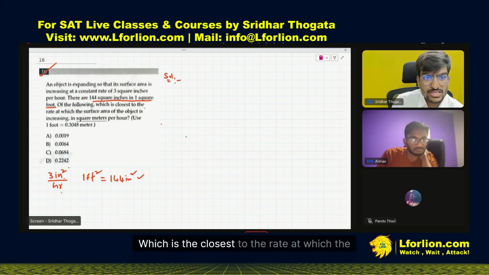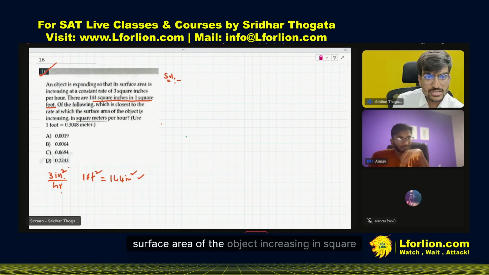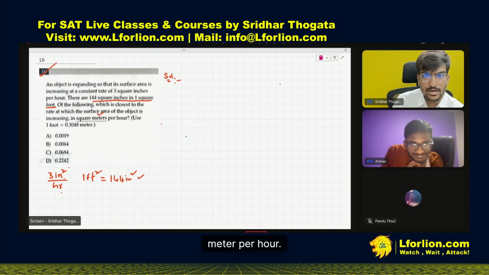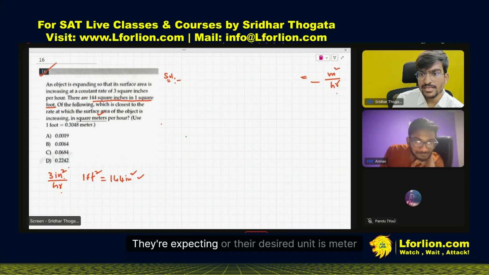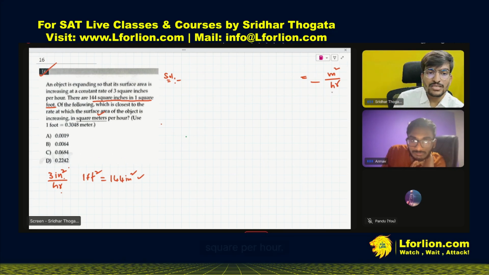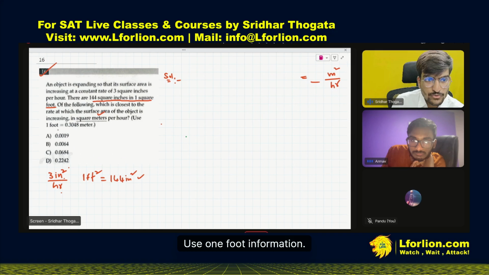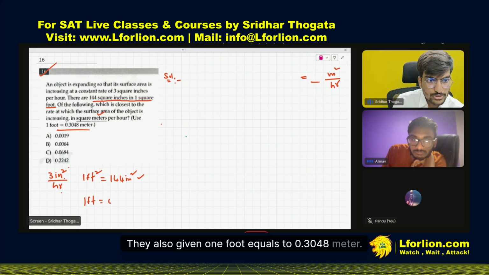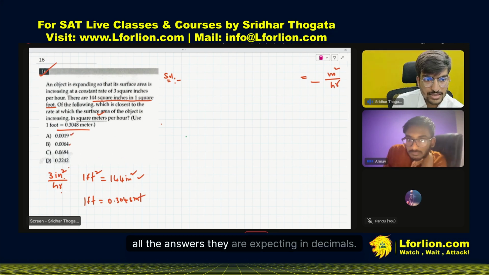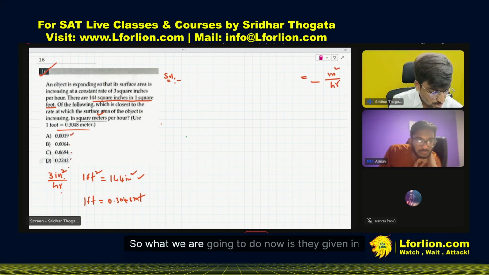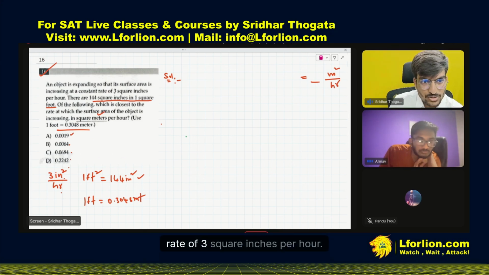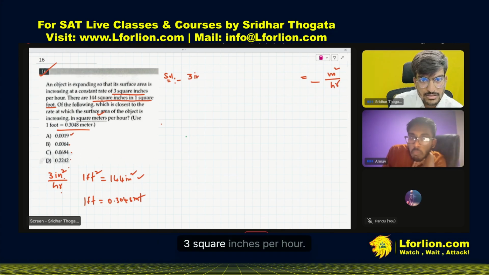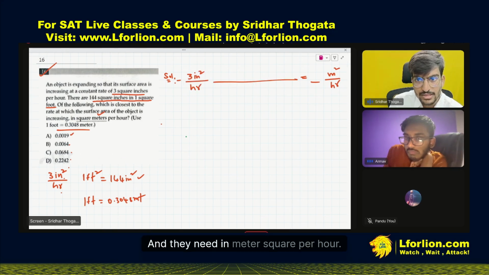Of the following, which is the closest to the rate at which the surface area of the object is increasing in square meter per hour? In this format, they need the answer. Their desired unit is meter square per hour. They also gave 1 foot equals 0.3048 meter. This is the information they gave, and all the answers they are expecting are in decimals. So what we are going to do now is, they gave in the beginning of the question, it is increasing at a rate of 3 square inches per hour, and they need meter square per hour.